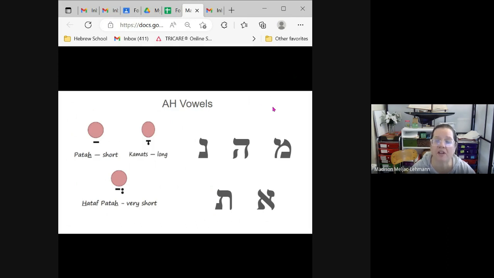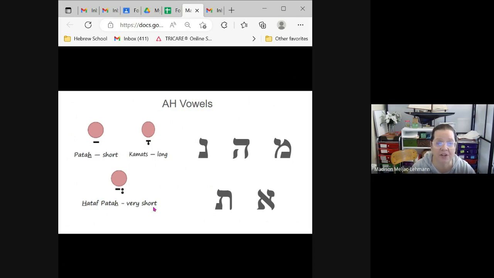Okay, now this is our first vowel group. And what I really want you to know about the vowel group is this. These are all "ah." So as long as when you see one of these symbols, you say the sound "ah," you're absolutely 100% correct. So if you see what we call down here, hataf patak, okay, it's an "ah" sound.